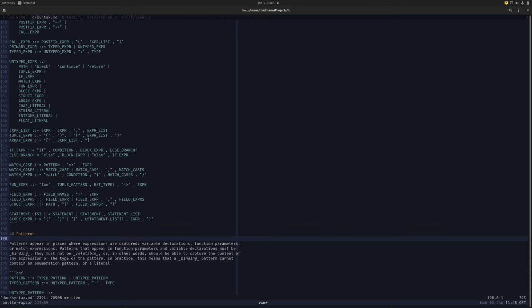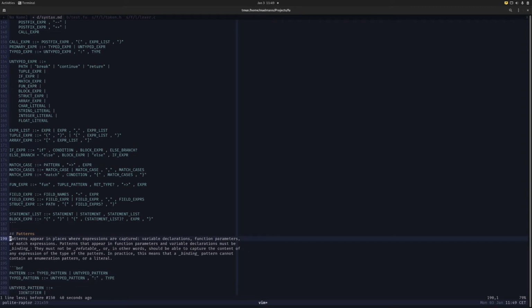So patterns appear in places where expressions are captured. That's essentially the idea, which means whenever you have an expression that is produced by someone and you want to capture that expression somewhere else, like when you declare a variable, the variable is somewhat capturing the initializer, or when you pass an argument to a function, the function captures the argument that you pass to it. So this is where patterns appear. And there's a specific type of pattern that we're going to call binding or irrefutable, that is the opposite of refutable, which means that the pattern cannot fail to match.